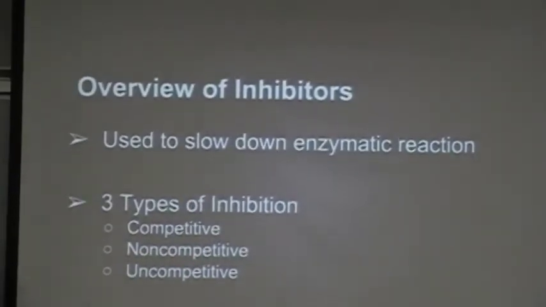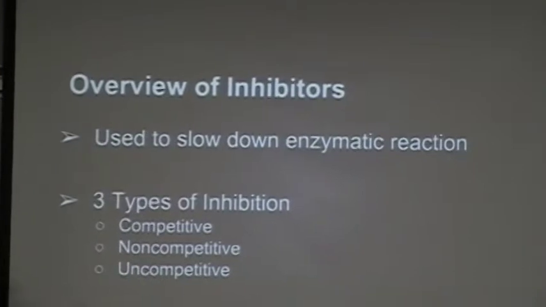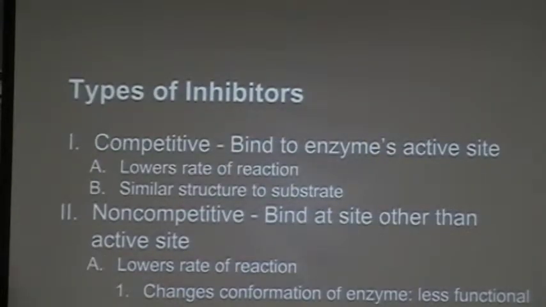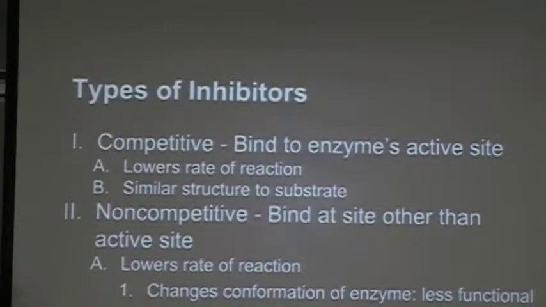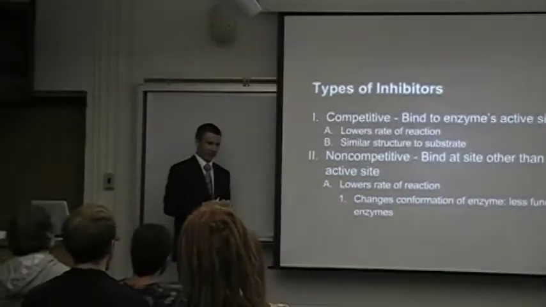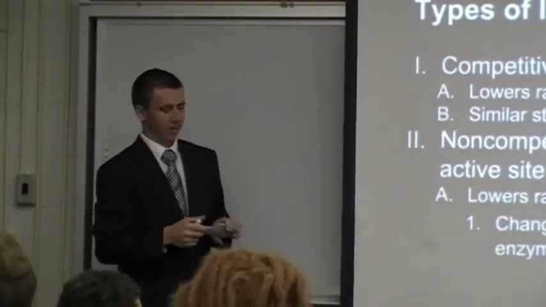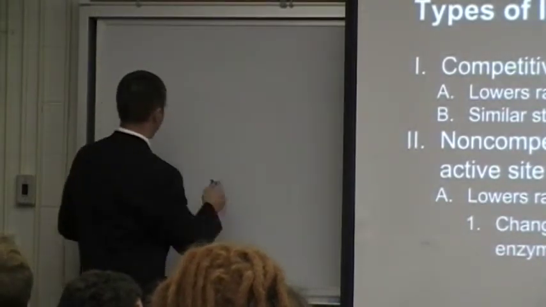The next biology concept that a lot of us probably don't know is inhibitors. They're used to slow down enzymatic reactions, the rate of the reactions really. There are three main types of inhibition: competitive, non-competitive, and uncompetitive, which seems kind of confusing. Competitive makes the most intuitive sense. It's when an inhibitor competes with a substrate for the active site of the enzyme where it's binding.